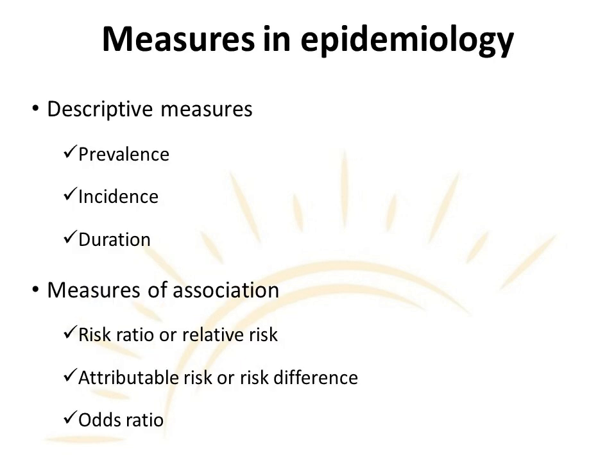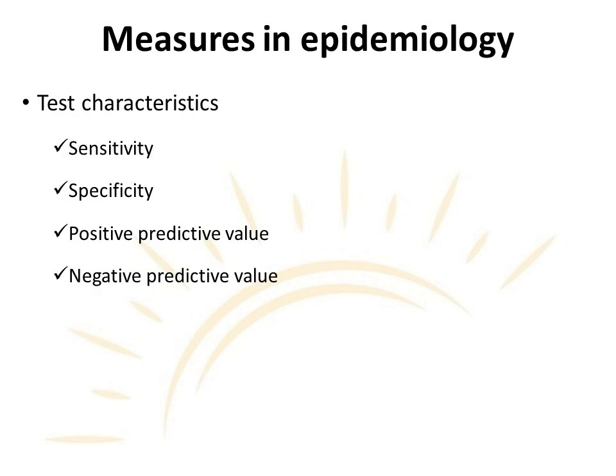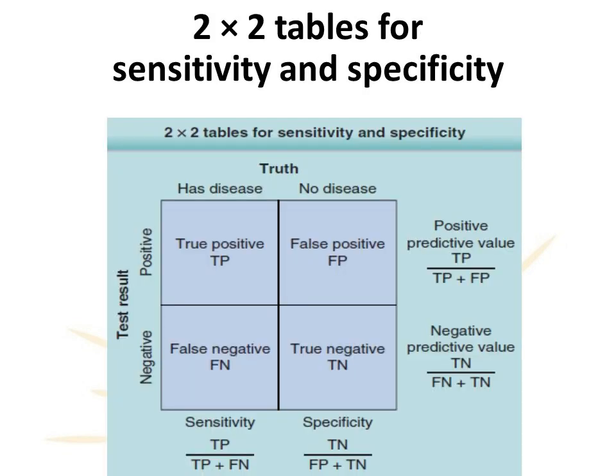Measures in epidemiology. Descriptive measures include prevalence, incidence, and duration. Measures of association include risk ratio or relative risk, attributable risk or risk difference, and odds ratio. Measures in epidemiology. Test characteristics are sensitivity, specificity, positive predictive value, and negative predictive value. This is the 2x2 tables for sensitivity and specificity.